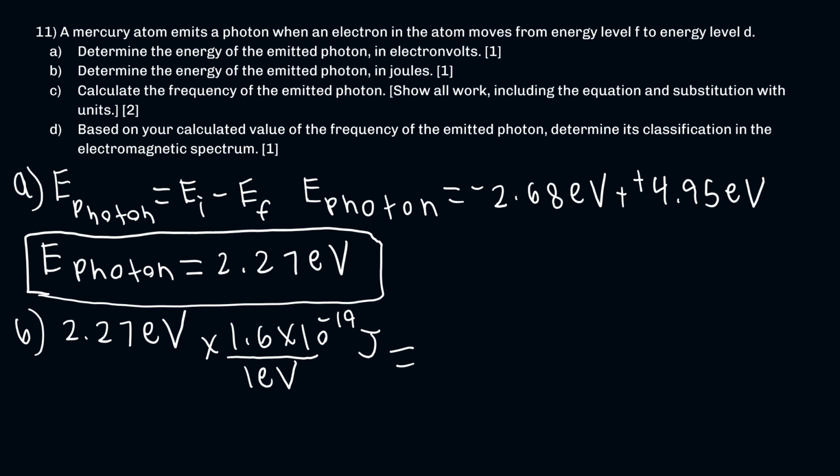So I have here 2.27 multiplied by 1.6 times 10 to the negative 19th joules. And I will then end up with an answer of 3.63 times 10 to the negative 19th joules, and that is going to be my energy of the photon in joules.